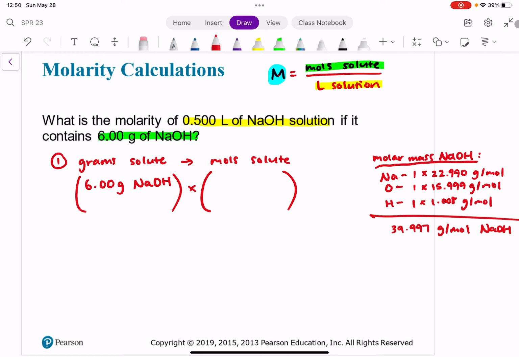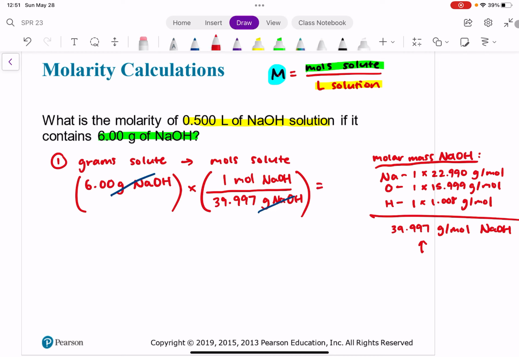So remember, we can use that molar mass as a train track in our dimensional analysis problem, or as a conversion factor. So let's say we want grams on the bottom because we want them to cancel out. So let's go 39.997 grams of NaOH in 1 mole of NaOH. Okay, and then we can cancel out our grams. Hopefully this is looking familiar.